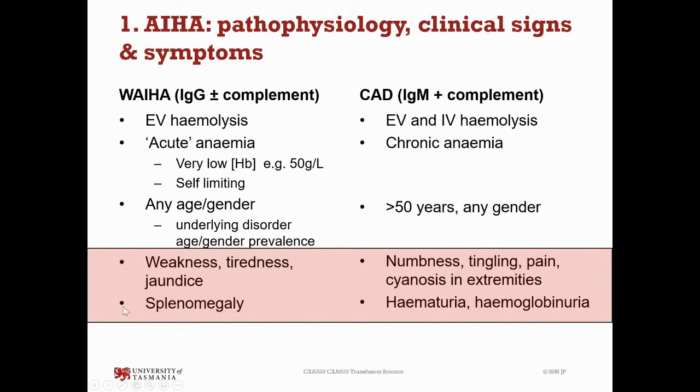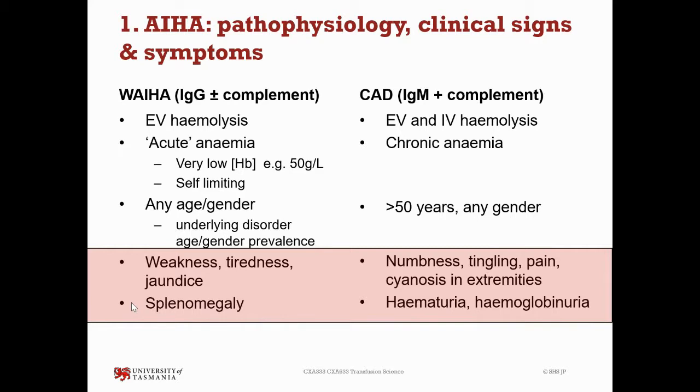We have splenomegaly in warm autoimmune hemolytic anemia, whereas we tend to see hematuria and hemoglobinuria in cold agglutinin disease. Again, because of the fact that we've got intravascular hemolysis in this case, whereas we tend to have extravascular hemolysis with autoimmune hemolytic anemia. The other thing that you can see here is that warm autoimmune hemolytic anemia can happen in any age or gender, whereas cold agglutinin disease tends to happen in older people.